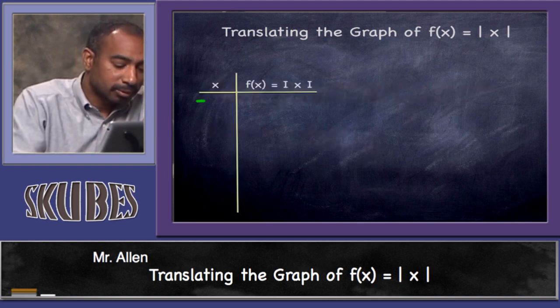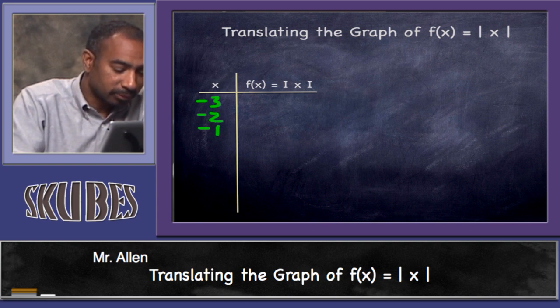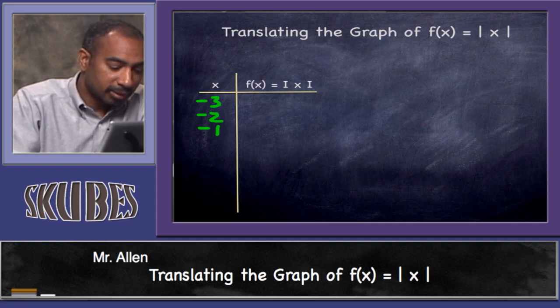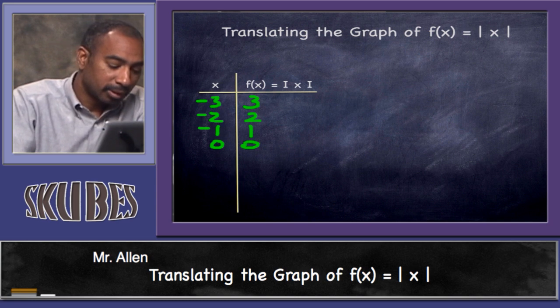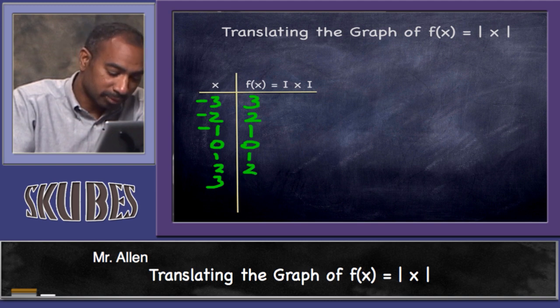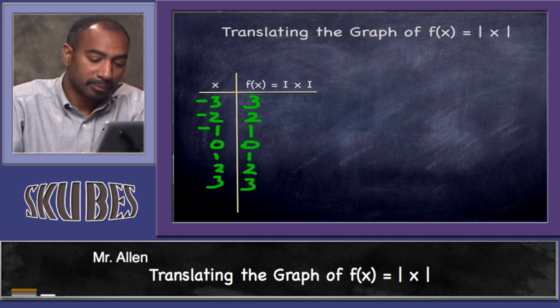Let's look at some points: -3, -2, -1. The absolute value of -3 is going to be +3. We know the absolute value of -2 is +2. The absolute value of -1 is +1. And we know the absolute value of 0 is 0. Likewise, if I look at points 1, 2, and 3, the absolute value of 1 is still 1, the absolute value of 2 is 2, and the absolute value of 3 is 3.